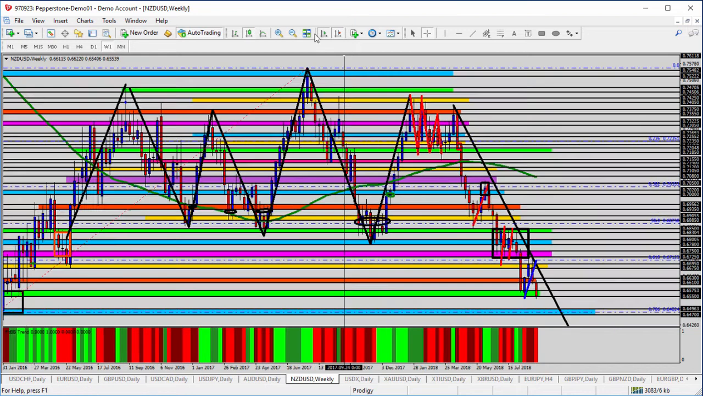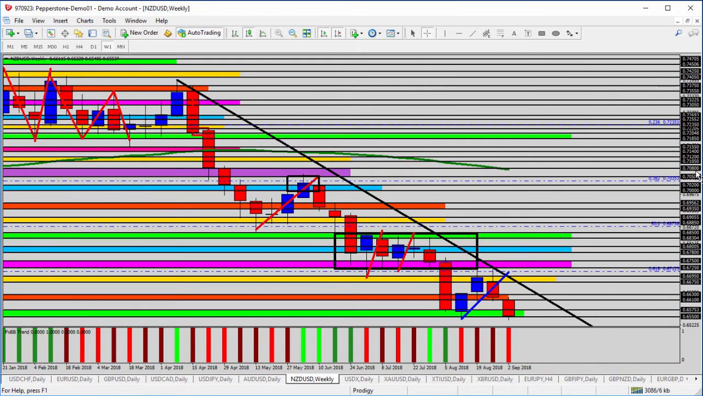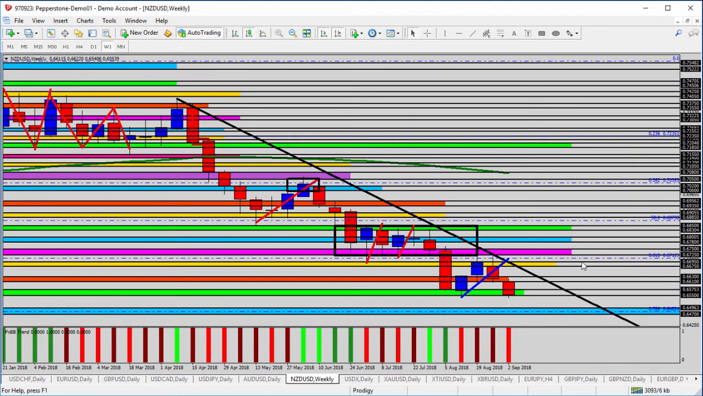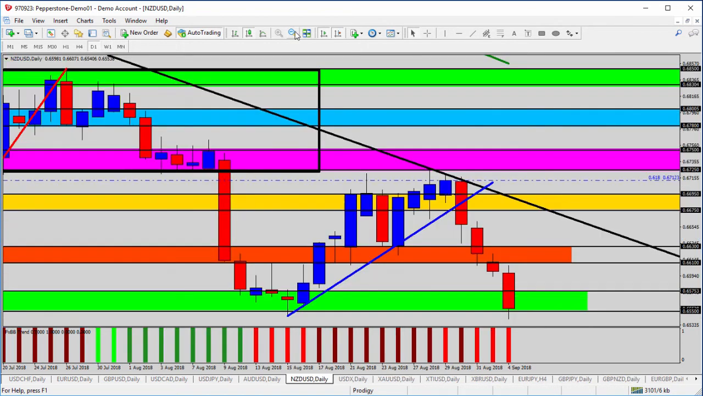So we scroll it over, zoom it in, and there you go. You can see all of that in a little bit different fashion. There's the green zone, there's the blue zone. Now let's take it down to the daily time frame.